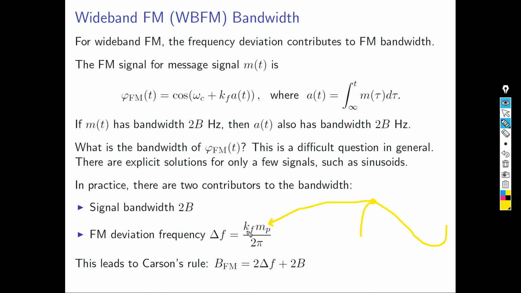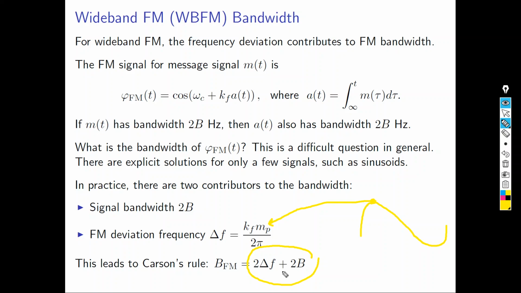And Kf is a constant related to frequency modulation, over 2 pi. And this leads to Carson's rule. The total bandwidth of frequency modulation for a sinusoidal signal is almost equal to 2b plus 2 delta f, where delta f is the deviation frequency and 2b is the signal bandwidth of the message.